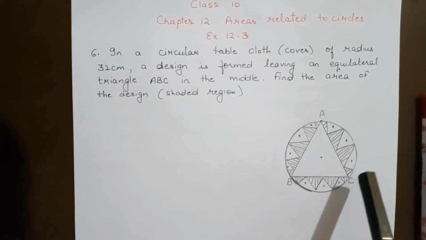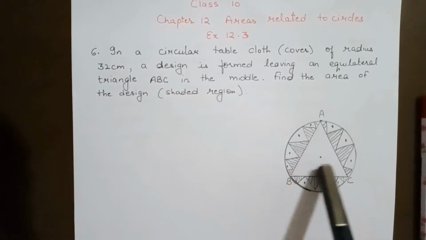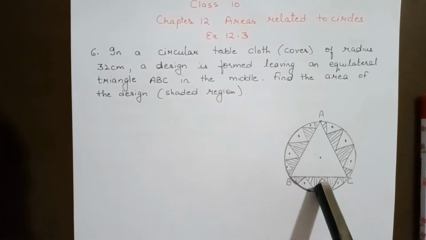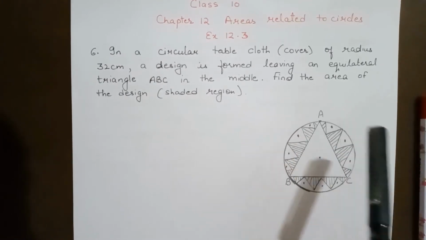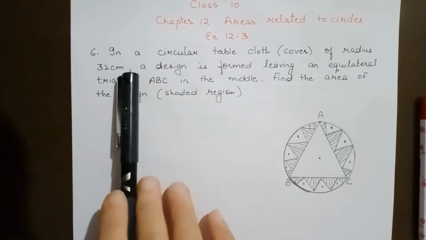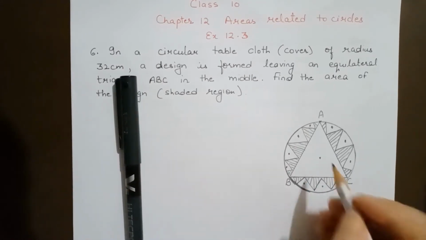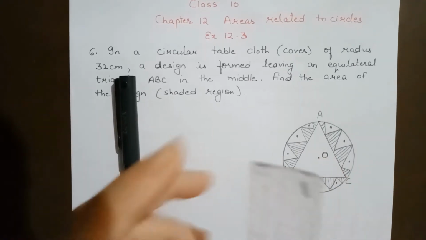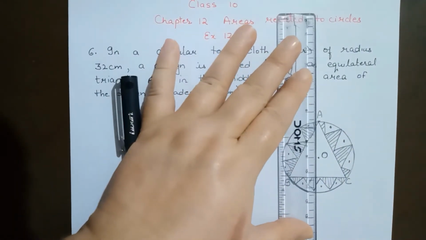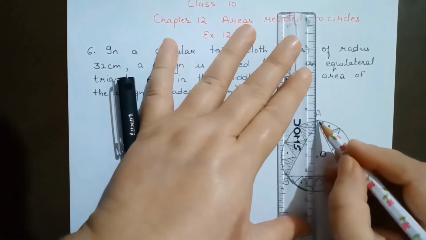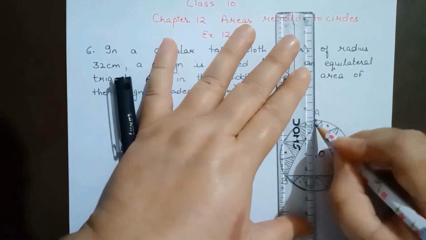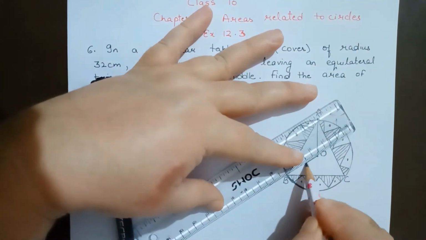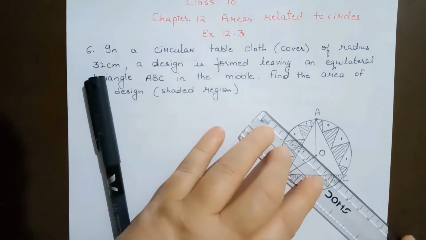It is a circle and within this circle an equilateral triangle is there, right? And this design is there. You have to find the area of this design. Now you can see here, if this is the center of the circle, and let me join the vertices of the triangle ABC with this O. So it will be like this, and similarly B and with C.